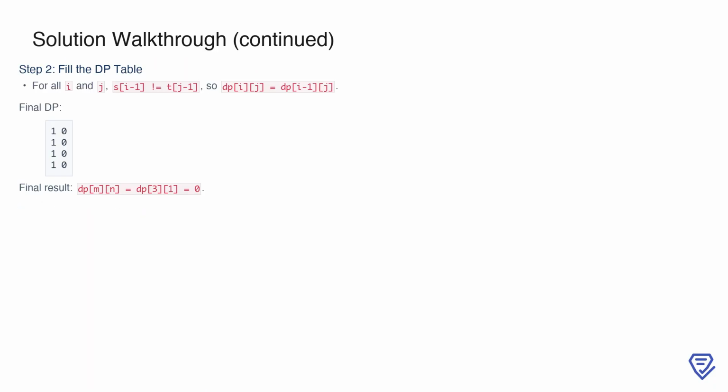In this final example, we fill out the DP table by iterating over all values of i and j. However, since the character T[0], which is D, does not match any of the characters in S, every cell DP[i][j] remains equal to DP[i-1][j]. This means that no valid subsequences of S can form T, and the final DP table reflects this, with all values in the second column remaining 0. The result, DP[M][N], which is DP[3][1], is 0. This confirms that it is not possible to form T from S in this case, completing our analysis of the examples.